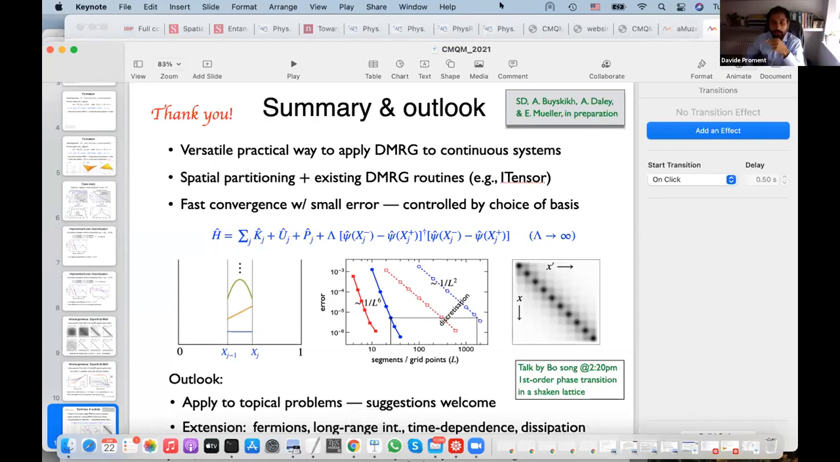Maybe can I ask a quick question? I'm not really an expert on these quantum models, but if I got it right, all the examples that you've shown are 1D examples. So does the idea of the code also work in 2D or 3D?